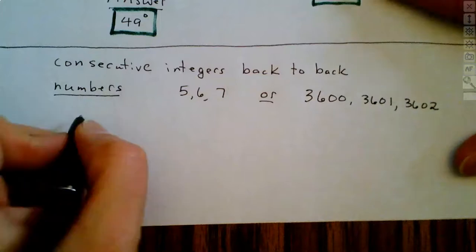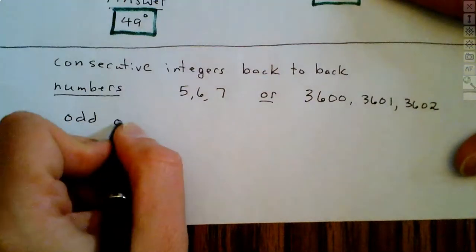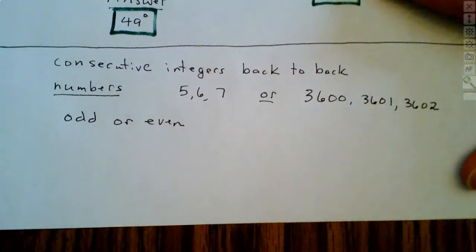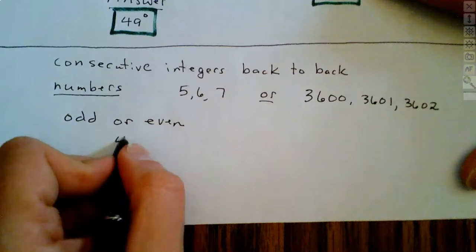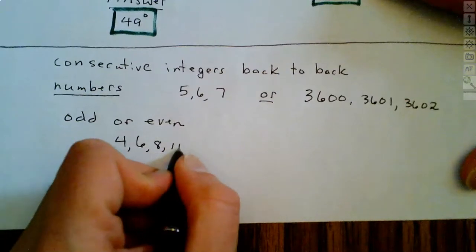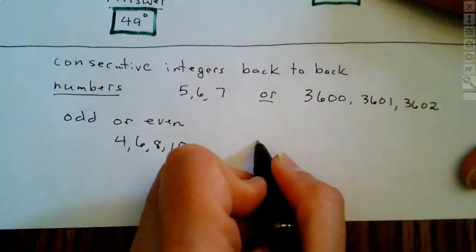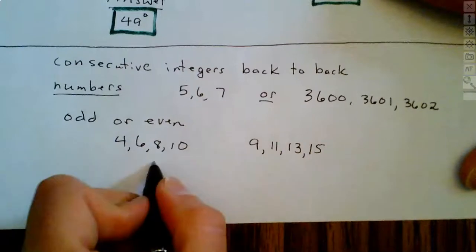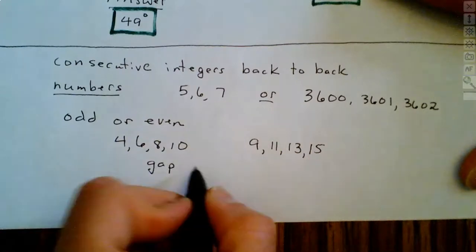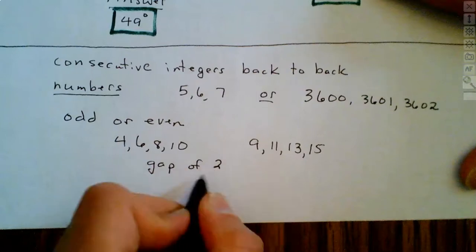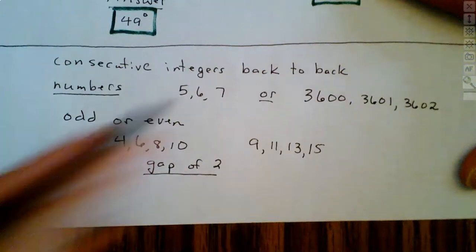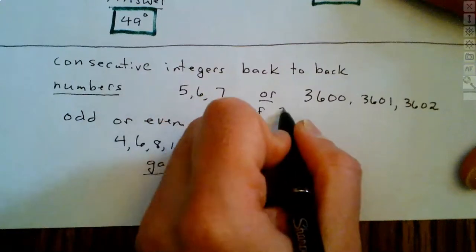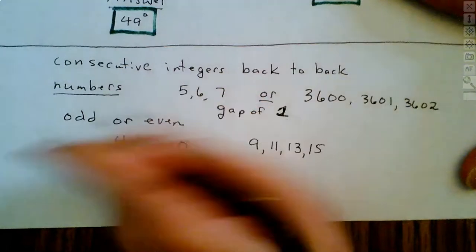What about odd or even? Well, if it's an odd or an even consecutive integer, that would be things like 4, 6, 8, and 10. Those are even. Odd would be like 9, 11, 13, and 15. These have a gap of 2. Okay, so even or odd, they have a gap of 2. Plain consecutive numbers, they have a gap of only 1.